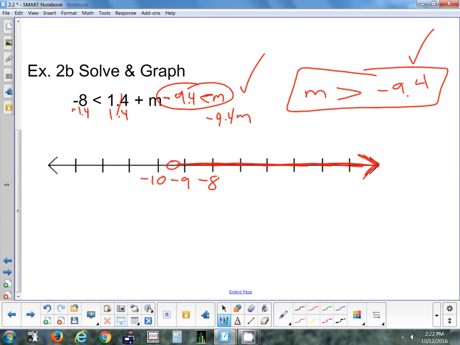I didn't ask this, but why did I use an open circle? Why not filled in? Because of the equal to. Yeah, this one doesn't have the equal to. If it doesn't have the extra symbol under it, don't do the extra step of filling in the circle. Okay, so m is greater than negative 9.4. All right, any questions on that one?